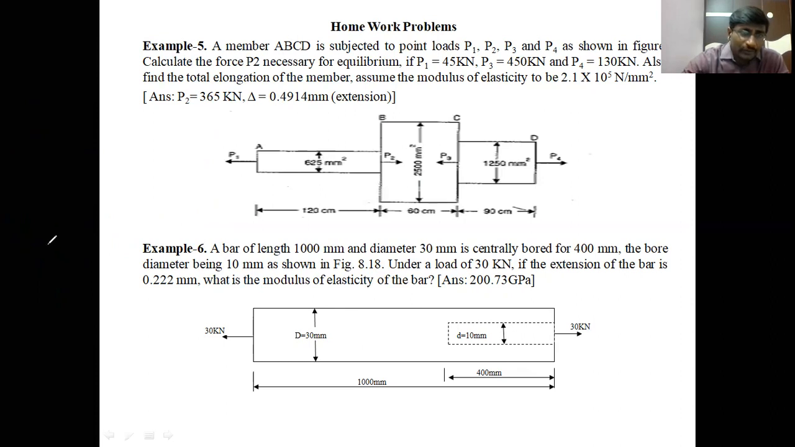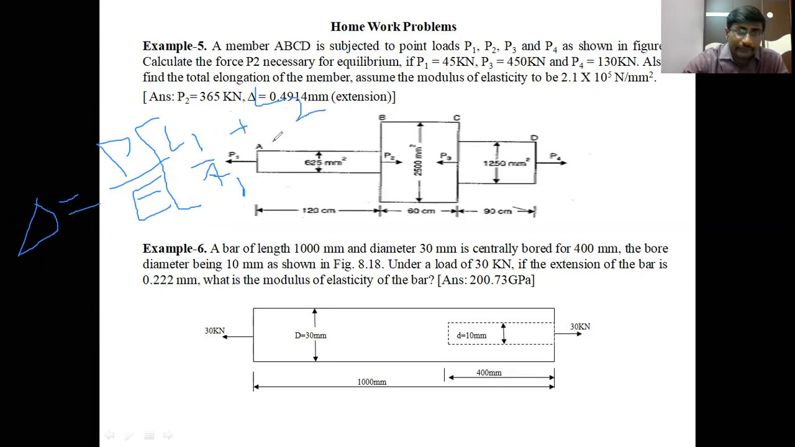Then by summing up those two formulas, we can get the delta. Delta is equal to P and E are the constants, same for both the parts. Therefore, we can take P by E common. Then the remaining parameters are L1 by A1 plus L2 by A2. Clear? By substituting all these parameters, the only unknown parameter is E.